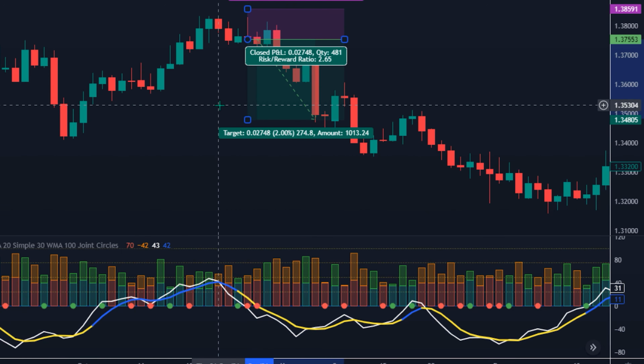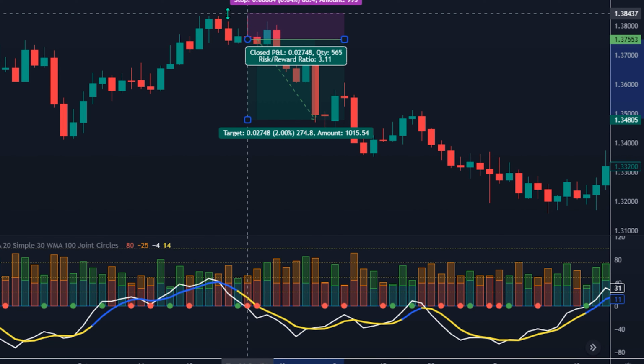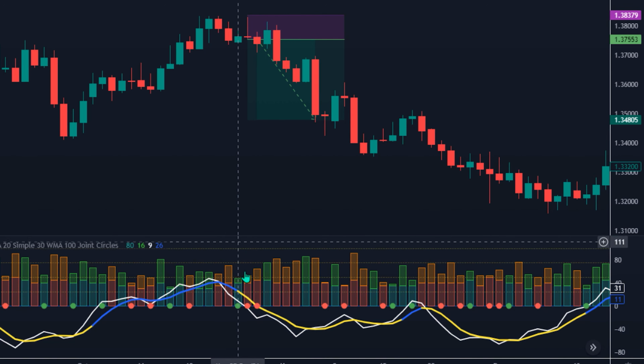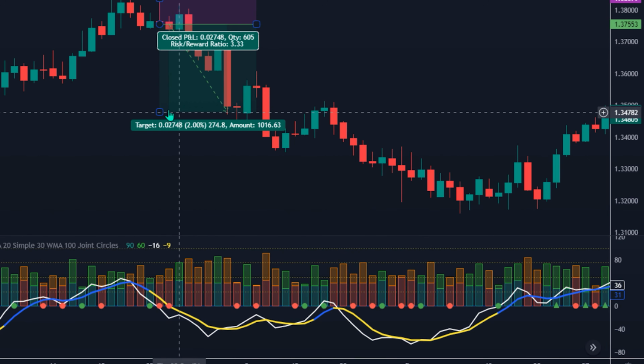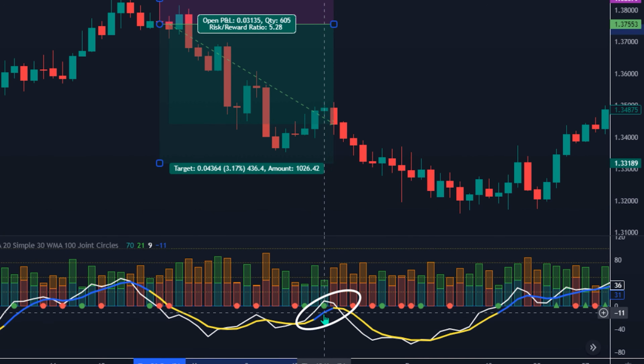Long-term traders should place a stop loss at the high of the bearish candlestick that intersects the crossover of the RROF smooth white line below the blue signal line. Long-term trade should be closed whenever the yellow signal line turns from yellow to blue color.